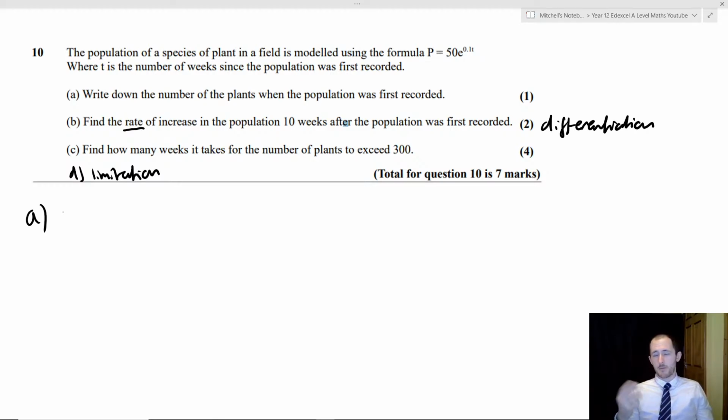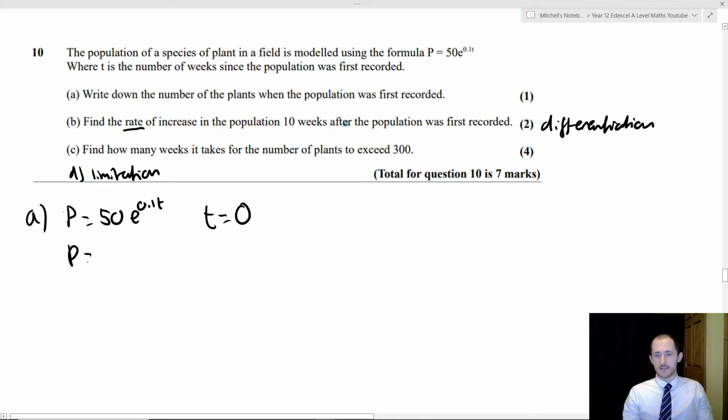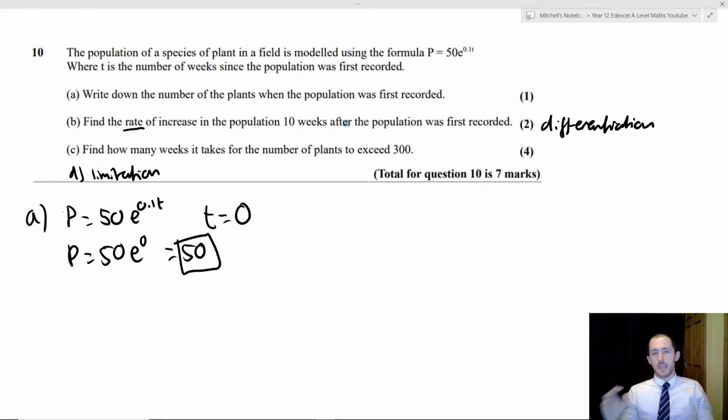The population of a species of a plant is modelled using the formula P equals 50 e^(0.1t), where t is the number of weeks. Okay, cool. Part A: the number of plants when the population was first recorded. If it's first recorded, it means t is equal to 0. No weeks have passed. So P is equal to 50 e^(0.1 times 0), and 0.1 times 0 is 0, so that's going to be 50. Okay? Now, here's the trick to this question. Whenever it says initial, it's always just going to be the number in front of e. So this 1 mark question is just the number in front of e.